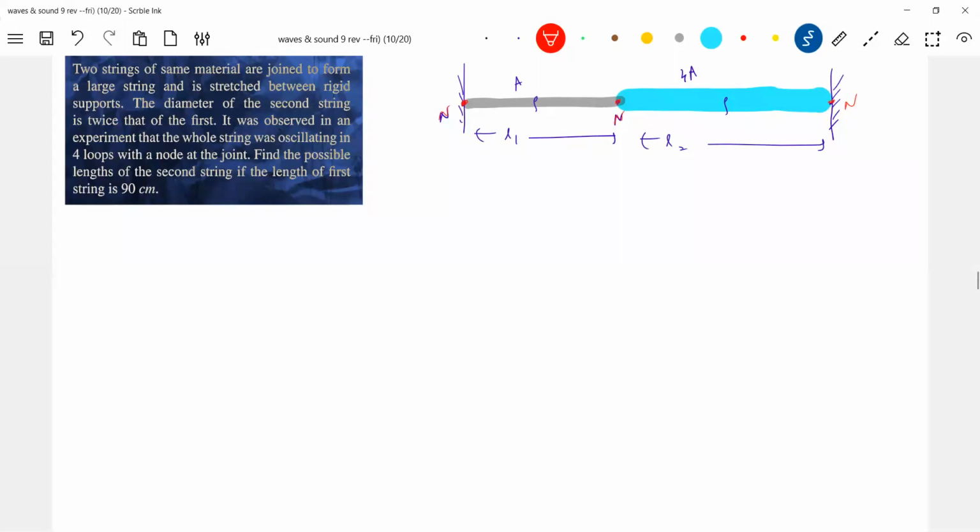What should be the frequency of the wave as it propagates from one rope to the other rope? Should remain the same, no? So for the first case, I'll start with the first situation, first fundamental frequencies. F1 should be equal to F2. So 1 by 2L1 root of T by mu. Mu will become here rho into A. This should equal 1 by 2L2 root of T by rho into 4A. Why are you taking fundamental frequencies?